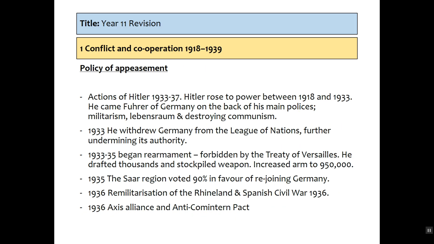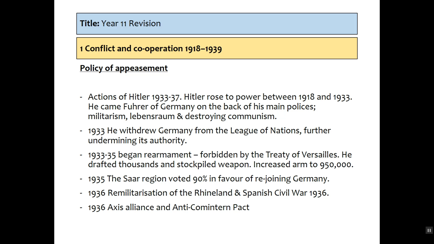Now we come to appeasement. Why was Hitler not challenged? In 1933, Hitler comes to power. He quickly asserts himself as leader and Führer of Germany on the backbone of militarism, Lebensraum, and destroying communism. He withdraws Germany from the League of Nations, which of course undermines the League of Nations further.